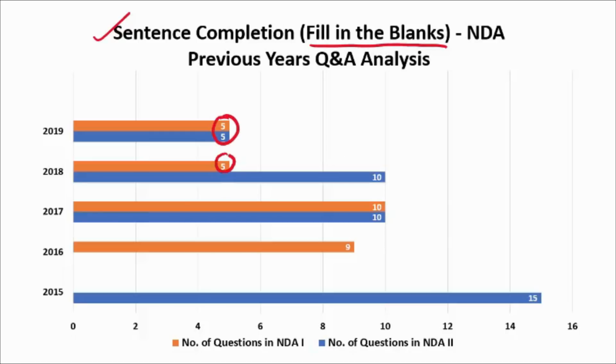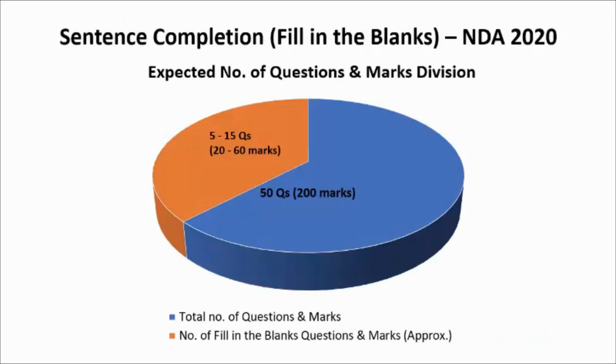5 questions also came from fill in the blanks in 2018 NDA 1. The highest number of questions came in 2015 NDA 2, which was 15 in number. So, if you get questions from fill in the blanks in your upcoming NDA exam in your English section, there is a high chance of getting questions from fill in the blanks. You will be solving about 5 to 15 questions from sentence completion fill in the blanks, and it will carry 20 to 60 marks out of 200 marks in total.